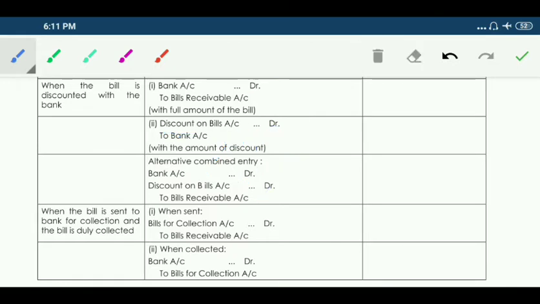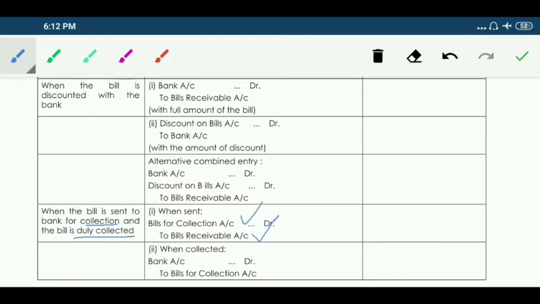So now we go to the next transaction. When the bill is sent to the bank for collection, what is the purpose? For collection, and the bill is duly collected. So it is the transaction. Now we transfer the bill for collection. So bills for collection account debit to bills receivable account. We already discussed the reason behind bills receivable account being credited.